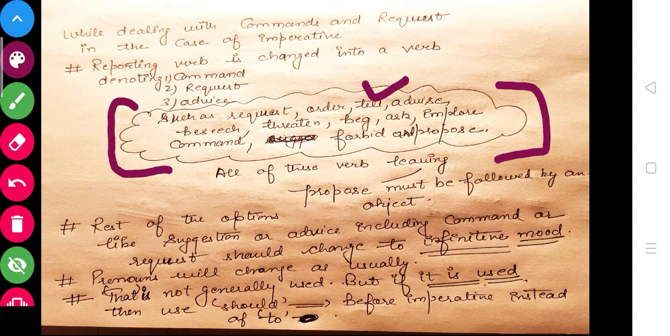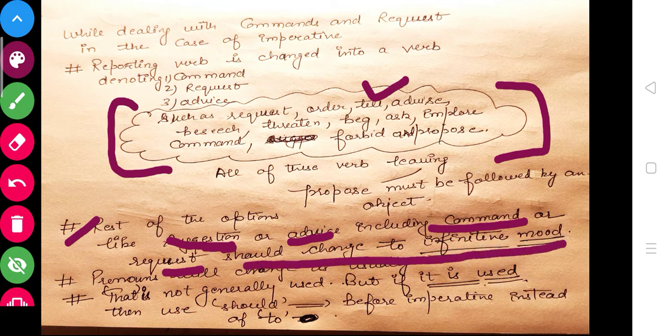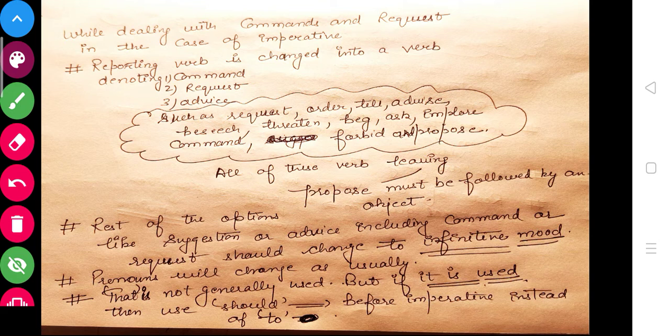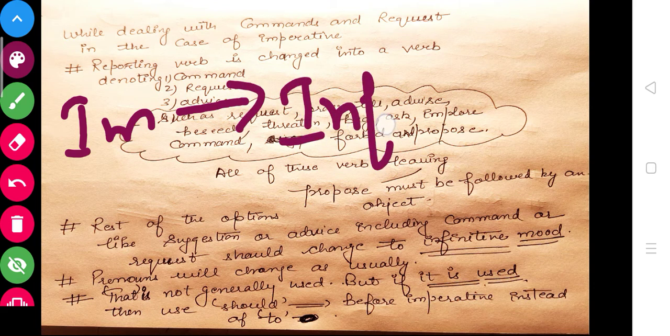Now the rest of the options. If we have a suggestion in the imperative form, or advice is given there, including command or request, it should change into the to-infinitive mode. What exactly that means is, I'll write in short, imperative mode will change into infinitive mode. What is imperative mode? If it is given in the simple way, for example, if I say open the door, if I just ask somebody to open the door, then what did I do?